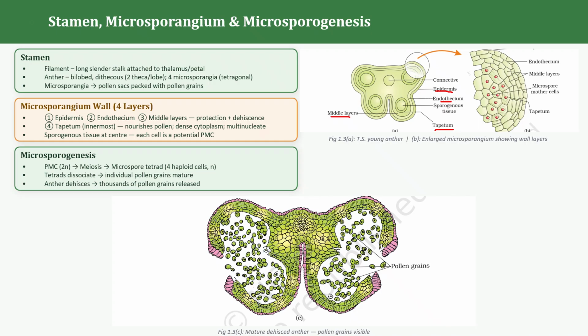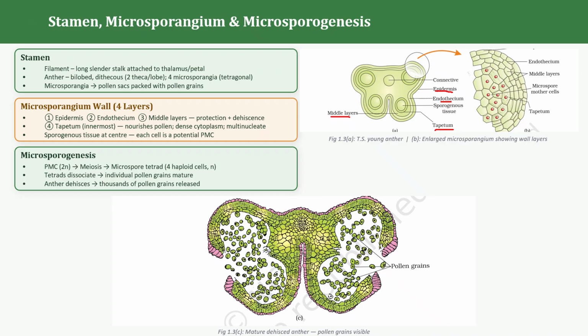Next, let's start with the sporogenous tissue. So where is this sporogenous tissue? It is present inside the tapetum. At the center of the microsporangium lies the sporogenous tissue. What is its function? It gives rise to pollen mother cells, we call them PMCs in short. So it is responsible for producing the pollen grains. What is microsporogenesis, children?